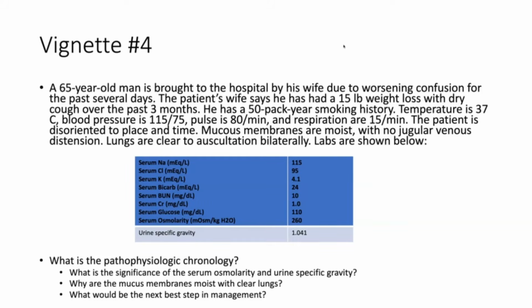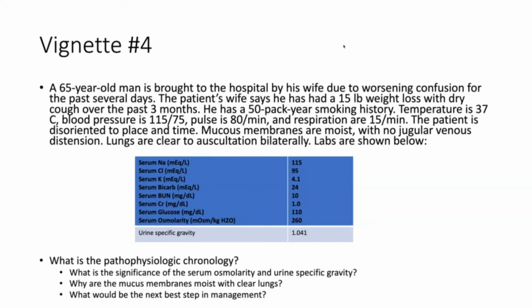Okay, so a 65-year-old man is brought to the hospital by his wife due to worsening confusion for the past several days. The patient's wife says he has had a 15-pound weight loss with dry cough over the past 3 months. He has a 50-pack year smoking history. Temperature is 37 Celsius. Blood pressure is 115/75. Pulse is 80, and respiration rate is 15. The patient is disoriented to place and time.